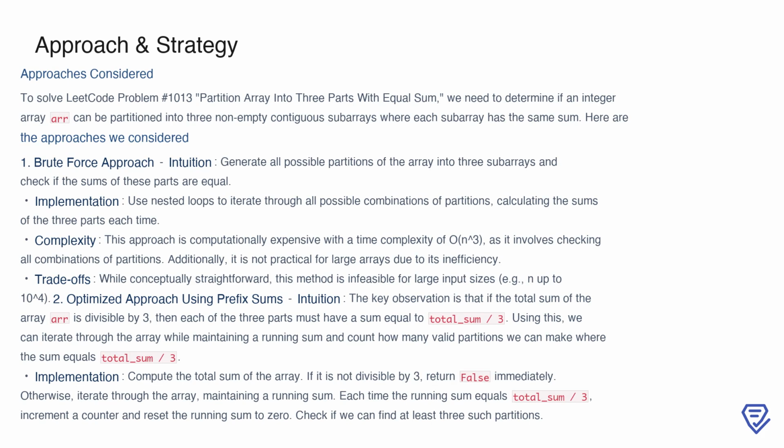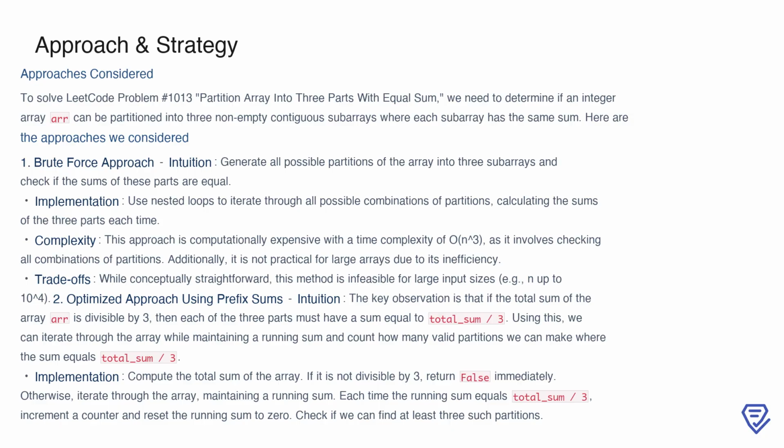To solve the problem of partitioning an array into three parts with equal sum, we considered a few different approaches. The first approach is the brute force method. Here, the idea is to generate all possible ways to partition the array into three subarrays and verify if the sums of these three parts are equal. While this method is conceptually simple, implementing it requires nested loops to check all combinations of partitions. This results in a time complexity of n cubed, making it highly inefficient and impractical for large arrays, especially when the size of the input can go up to 10,000.